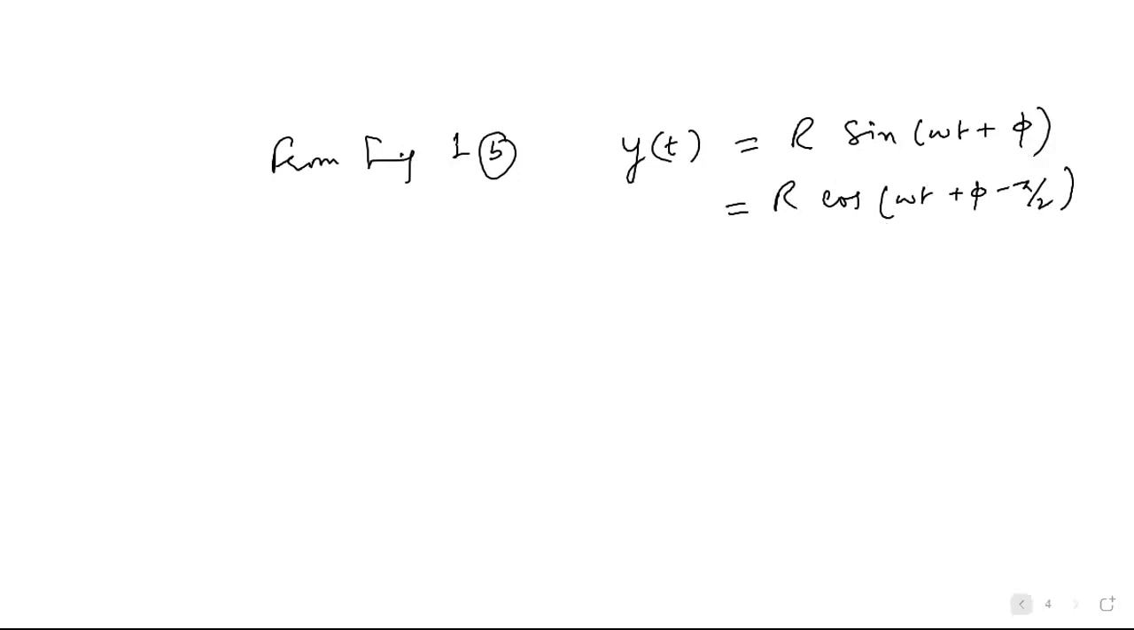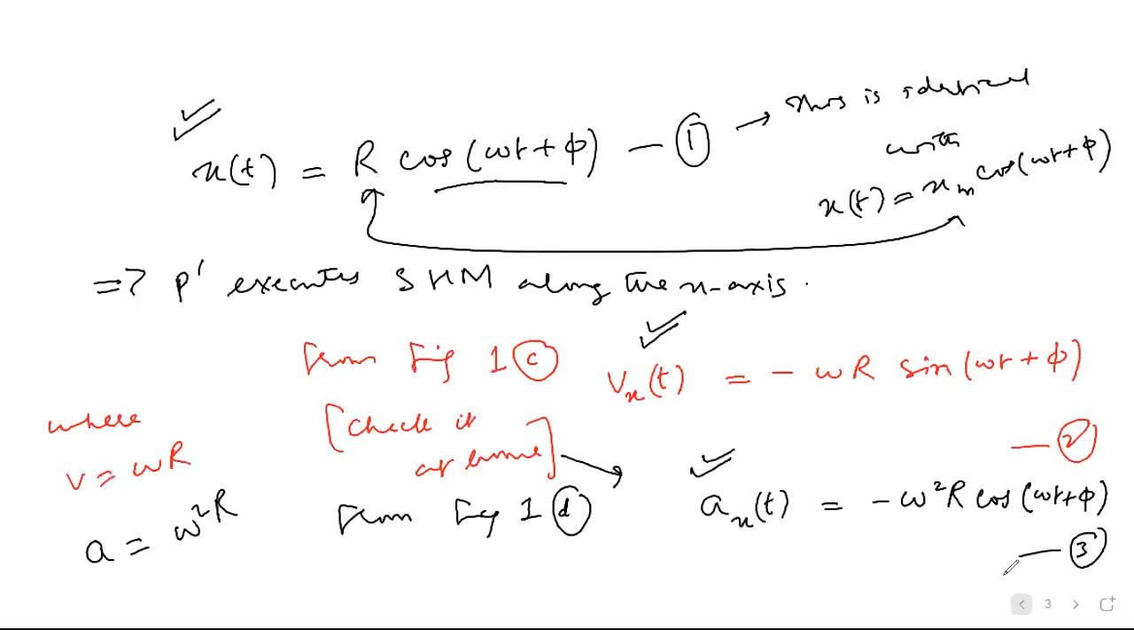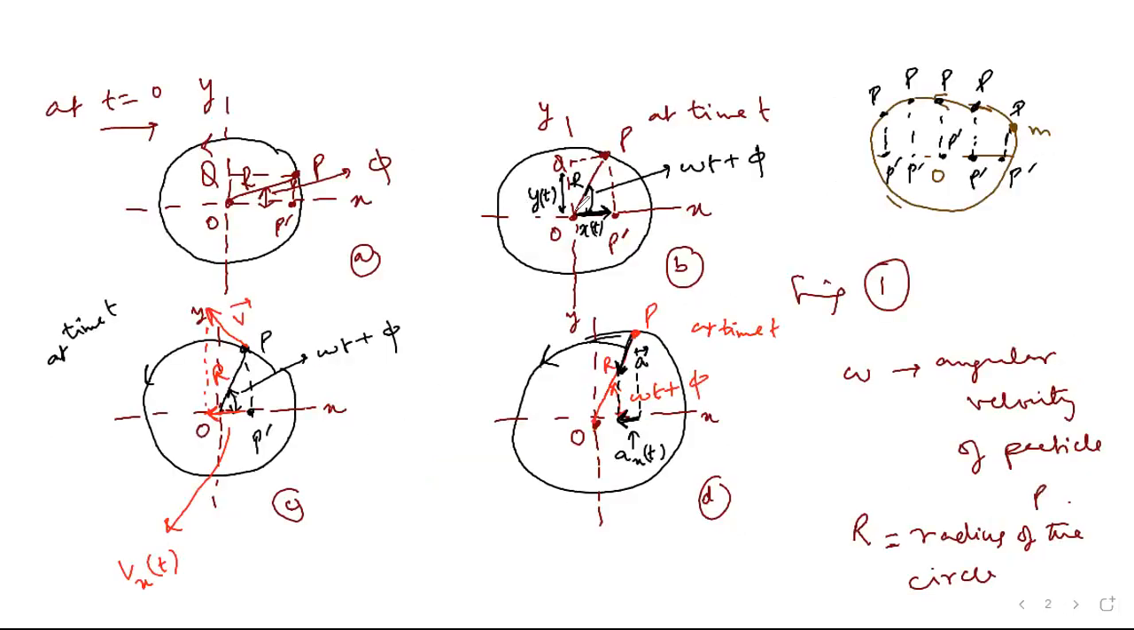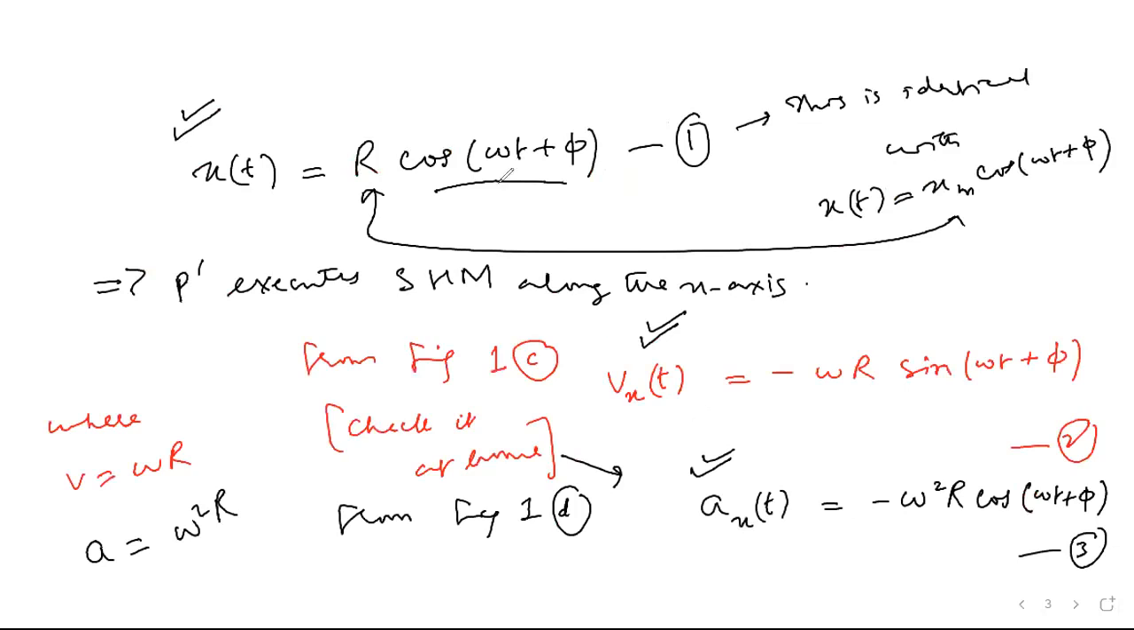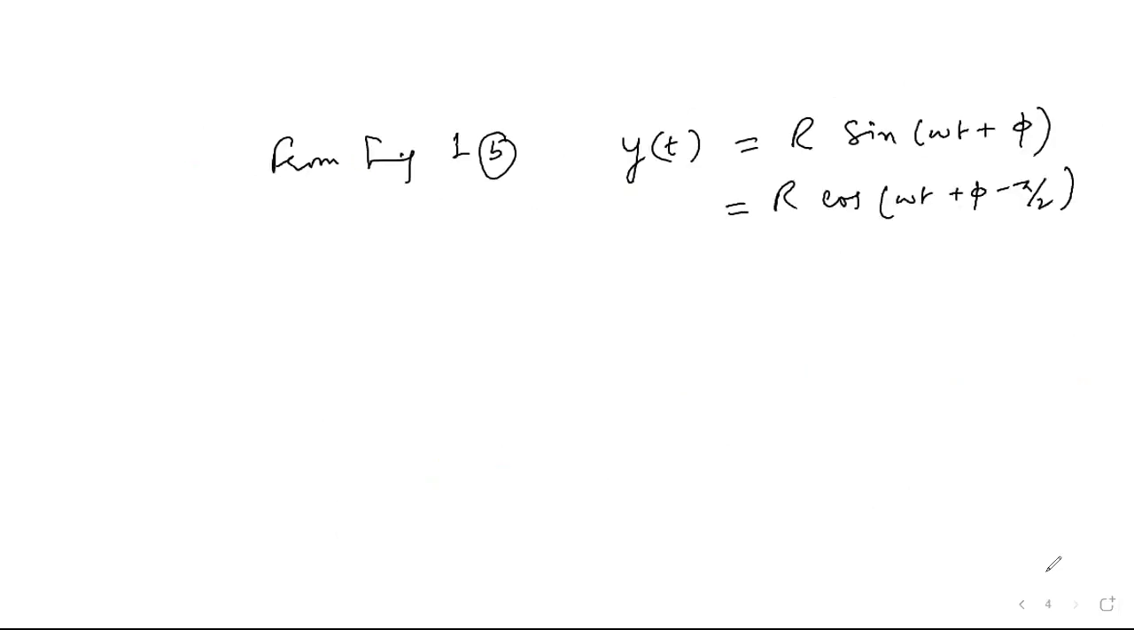That means there is a 90-degree phase difference between the simple harmonic motion executed by P prime and the simple harmonic motion executed by Q. There is no difference in amplitude; amplitude is R. There is no difference in angular frequency or time period. That is the same. Here is omega, and in the equation of x there is also omega. So there is the same time period, the same amplitude, but a difference in phase between the two simple harmonic motions.